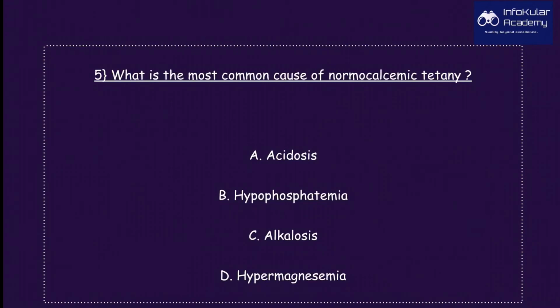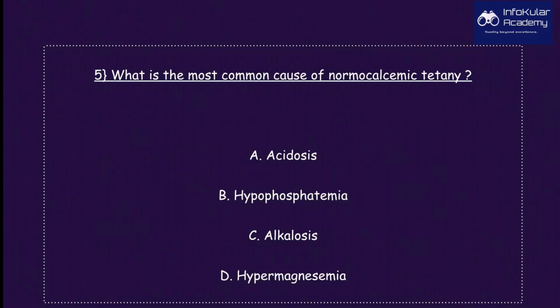Question number 5. What is the most common cause of normocalcemic tetany? Acidosis, hypophosphatemia, alkalosis, hypermagnesemia. Your time is up.